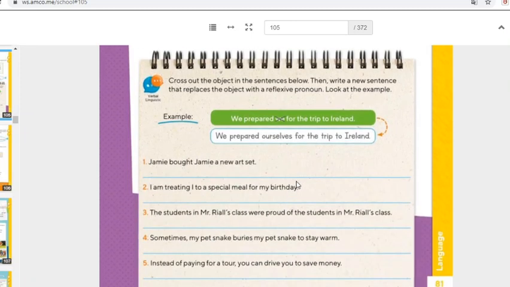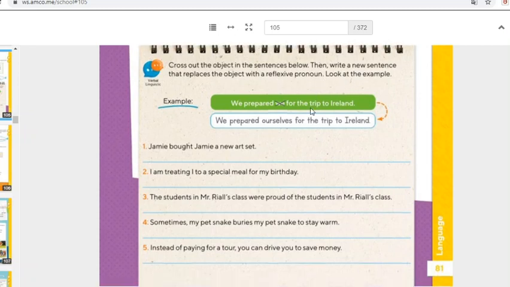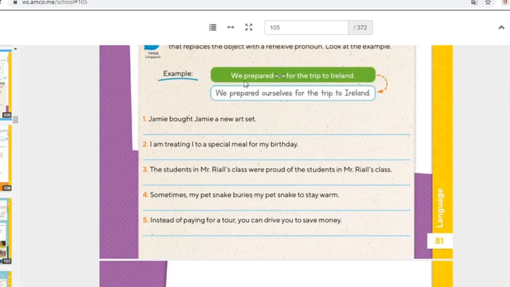Here we have an activity, a small activity for you to practice. The instruction says, cross out the object in the sentence below. Then write a new sentence that replaces the object with a reflexive pronoun. Look at the example. Remember, I cannot say we prepare we for the trip to Ireland. So if I'm using we, we prepare ourselves for the trip to Ireland.